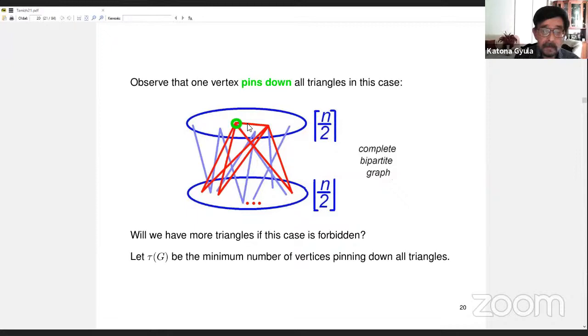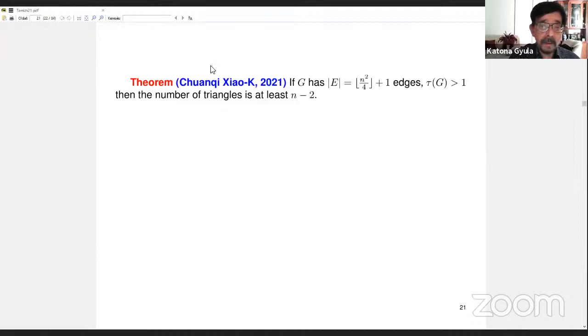So will we have more triangles in this case? Notation: tau G is the minimum number of vertices pinning down all triangles. So in this case, this is one. And this is our first theorem.